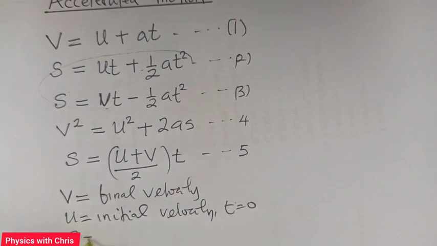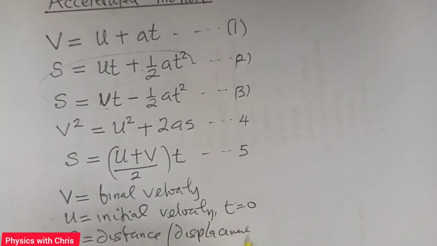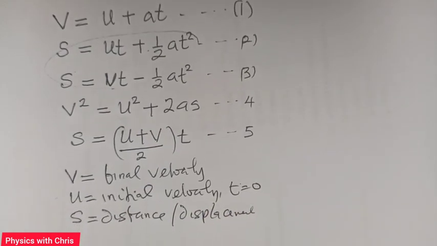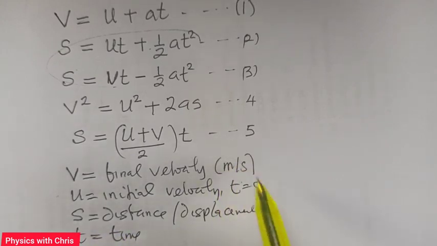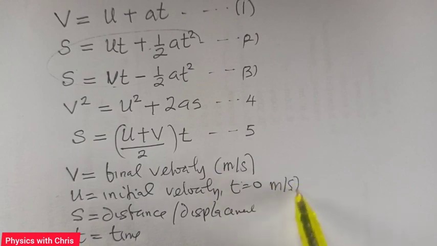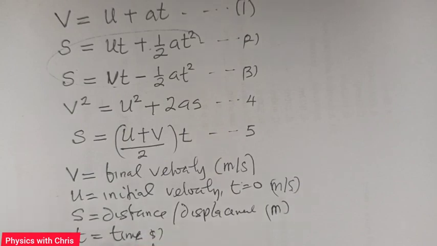Then s is called the distance traveled, or the displacement of the body. Then we call t the time in seconds. I need to give the units of these. Final velocity is in meters per second, and the same applies to initial velocity, meters per second. Distance or displacement is in meters, and time in seconds. And a is called the acceleration, in the unit meters per second squared.